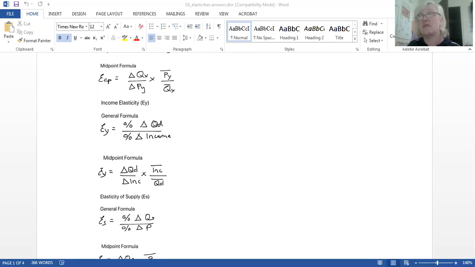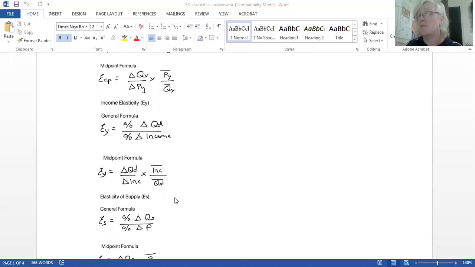So the general formula is now percentage change in Q over percentage change in income. We've just replaced price with income, same general formula that we've used for the other 2 types of elasticities, okay? Midpoint formula, same thing. Change in Q, where it would be change in P, it's now change in income, and where it would be average P, it's now average income. Only substitution, otherwise same basic idea, same basic formula.